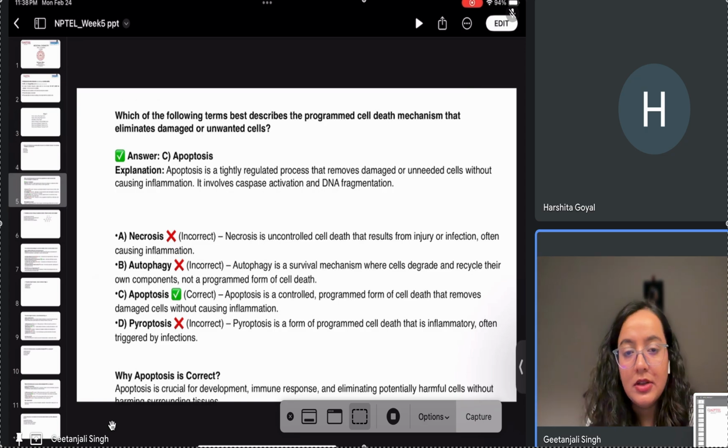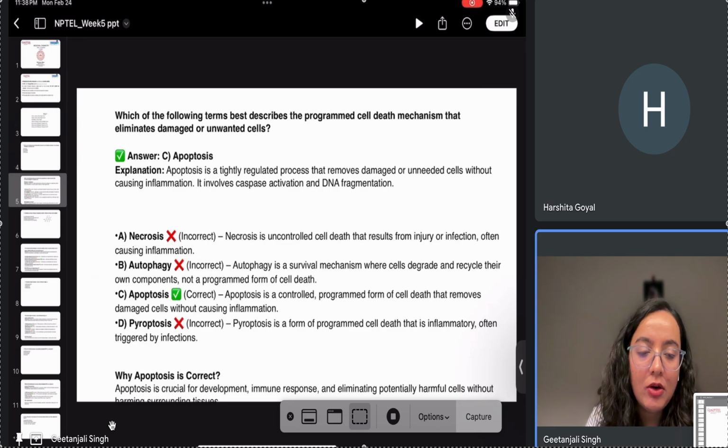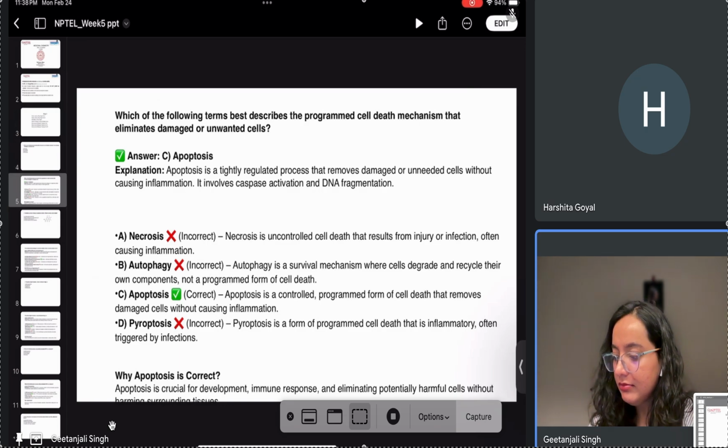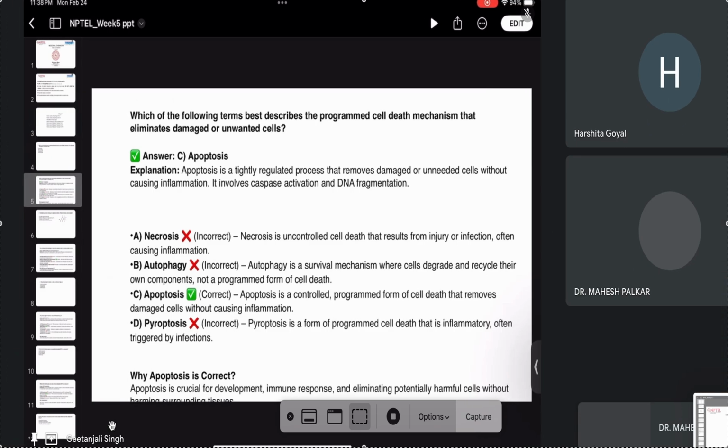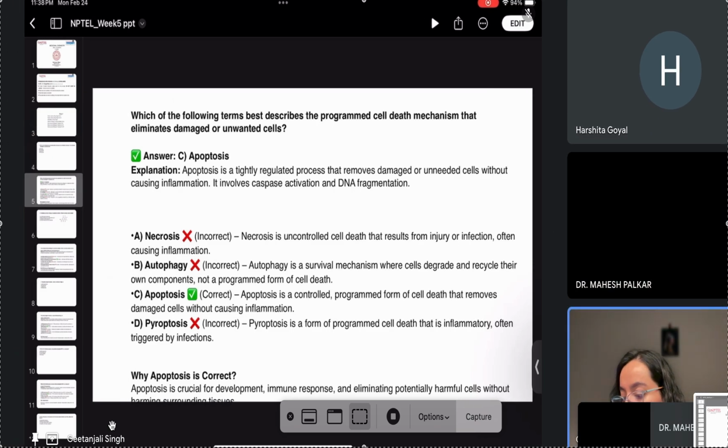What is necrosis? Let's see why the other options are not correct. The first one was necrosis. Necrosis is uncontrolled cell death, so the keyword being uncontrolled here. Necrosis is uncontrolled cell death that results from injury or infection and it causes inflammation. So the keywords here should be uncontrolled cell death and causing inflammation.